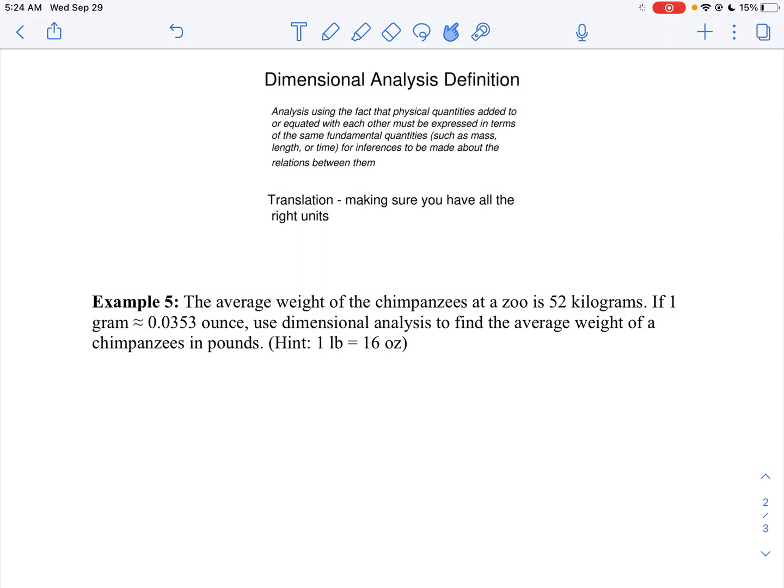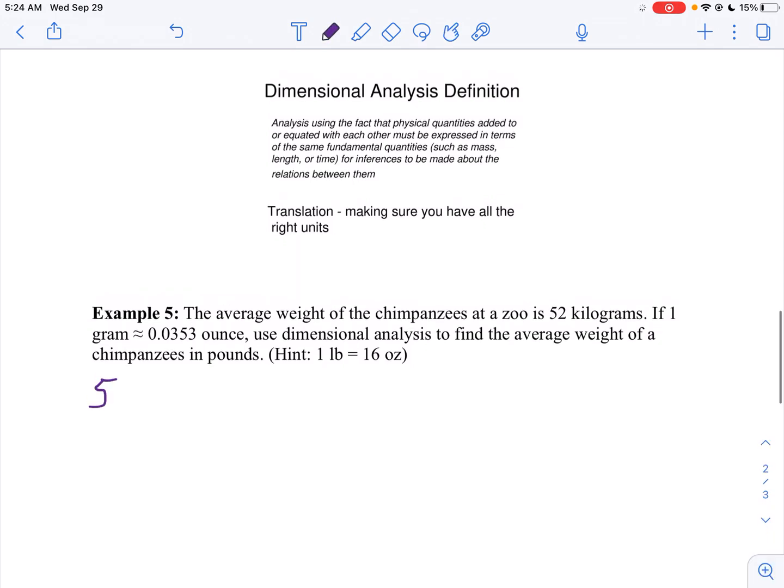So we look at example 5 here. The average weight of a chimpanzee at a zoo is 52 kilograms. If 1 gram is 0.0353 ounces, use dimensional analysis to find the average weight of a chimpanzee in pounds. So I'm going to start here. I'm going to start with 53 kilograms, and I want to convert kilograms to pounds. So I'm going to put it over 1, like a fraction.